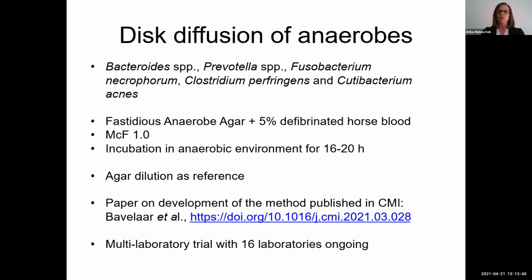For anaerobes, we use agar dilution as the reference method, and we have just published our method development for this method in CMI. This paper is available online on the CMI website. We are currently performing a multi-laboratory trial with 16 laboratories in different European countries, which will test a collection of 38 isolates belonging to these 5 species that we have put together. Then we will look at reproducibility and robustness of the method, and finally be able to publish the method and also preliminary zone diameter breakpoints.